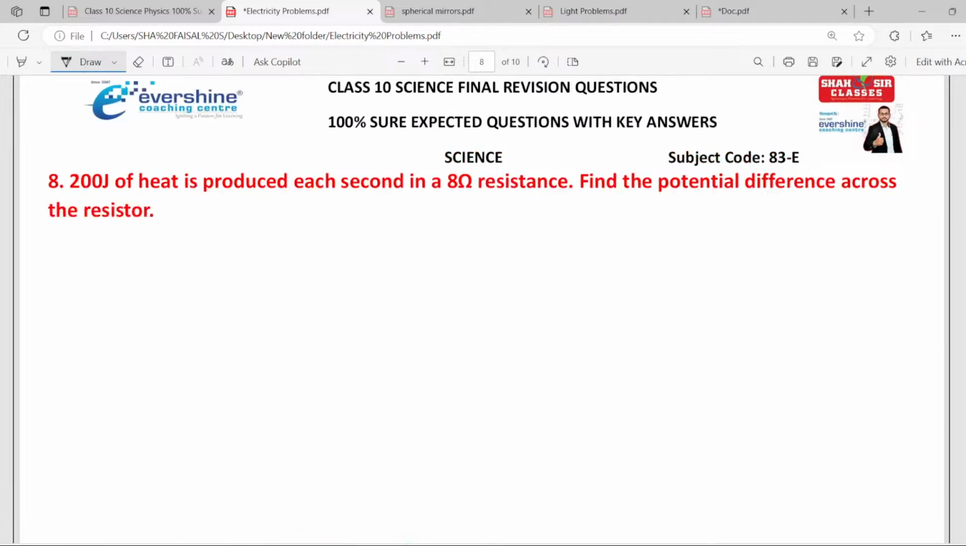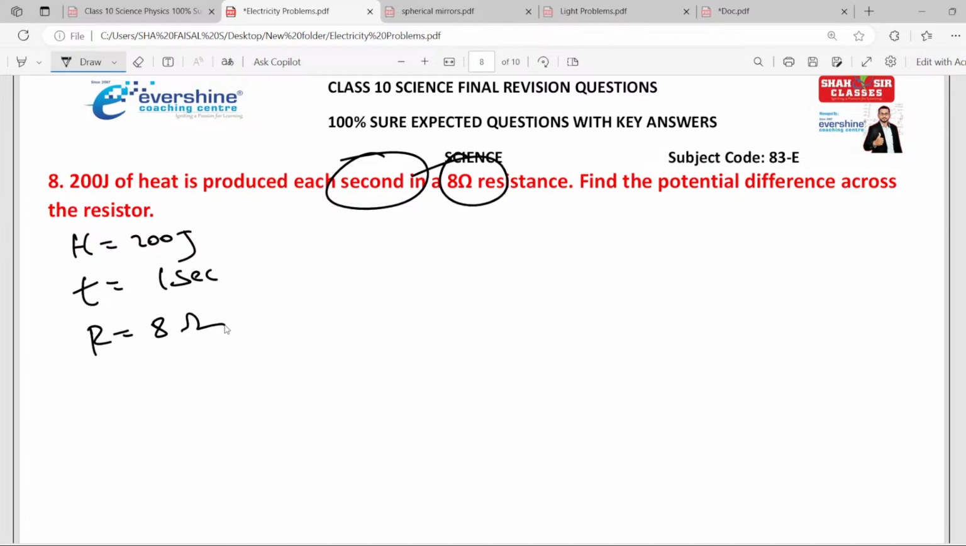Similar to this. Can you try this? Just now we have done, right. 200 joule of heat is produced each second. Here each second means what? Here heat is 200 joule each second. So time is 1 second. Each means 1 second. Resistance is 8 ohm. They are asking potential difference V.